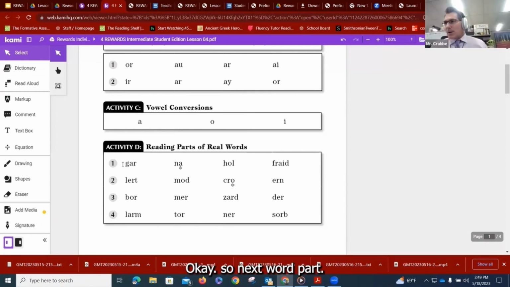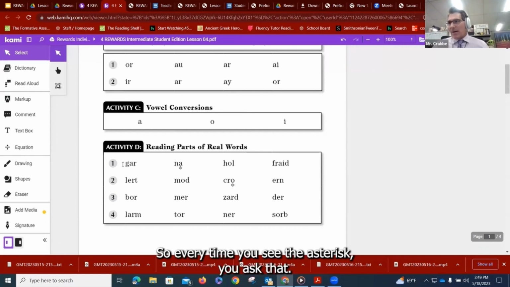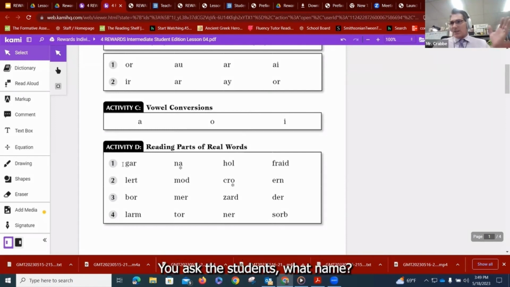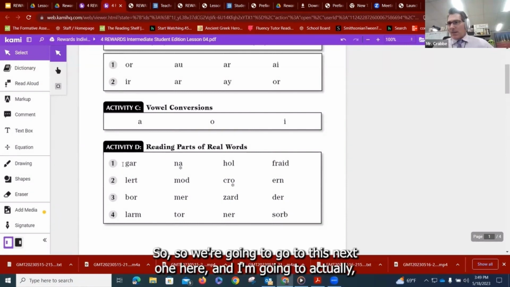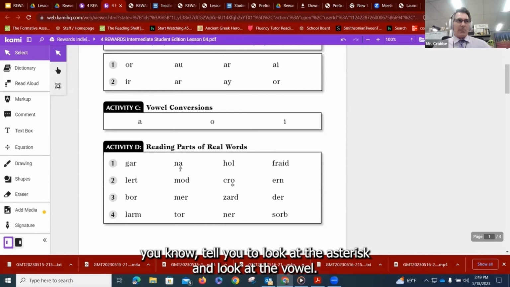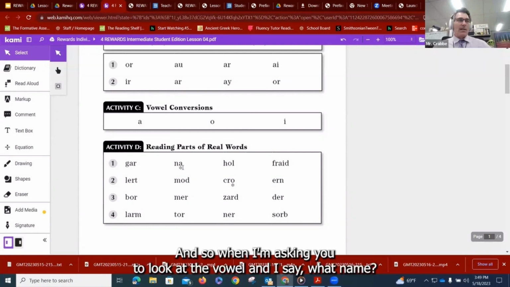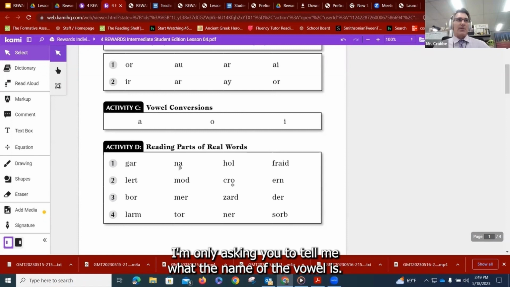So next word part, look at the vowel with the asterisk. Every time you see the asterisk, you ask the students what name, and you are specifically talking about the vowel. So we're going to go to this next one here, and I'm going to tell you to look at the asterisk and look at the vowel. When I'm asking you to look at the vowel and I say what name, I'm only asking you to tell me what the name of the vowel is.